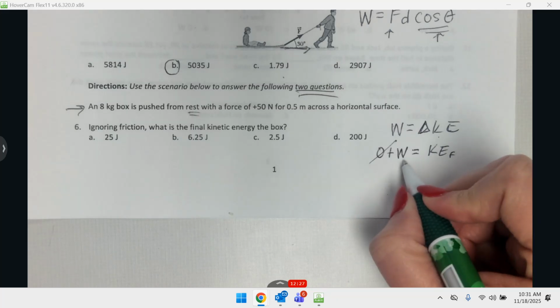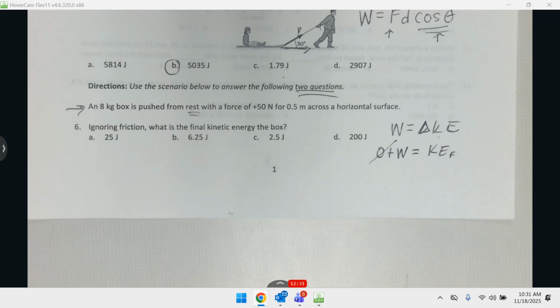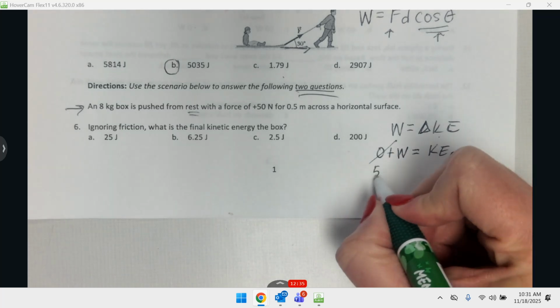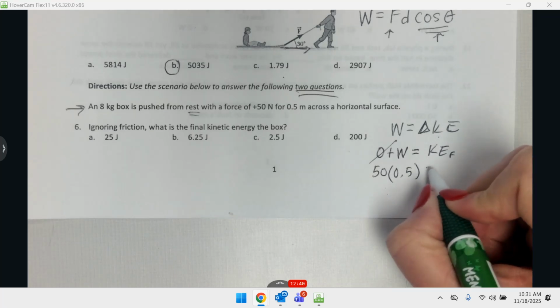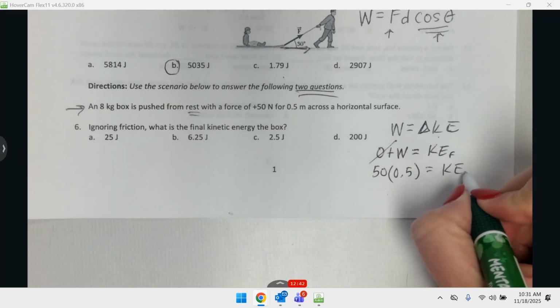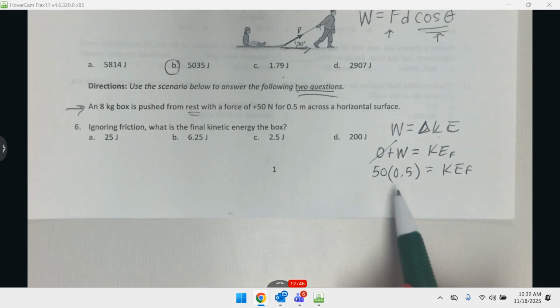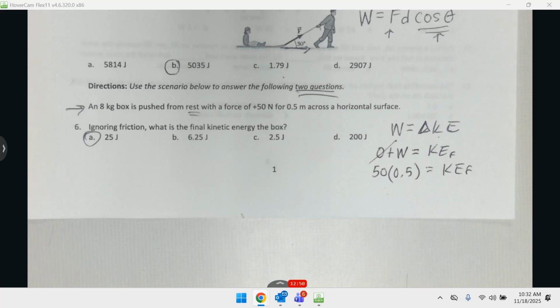Work, again, is force times distance times cosine of your angle. In this case, there's no angle, so it's just force times distance. The force is 50. The distance is 0.5, and that will be equal to my final kinetic energy. That's all you had to do. So 50 times 0.5, half of 50, is 25 joules. The answer to number 6 should be A.